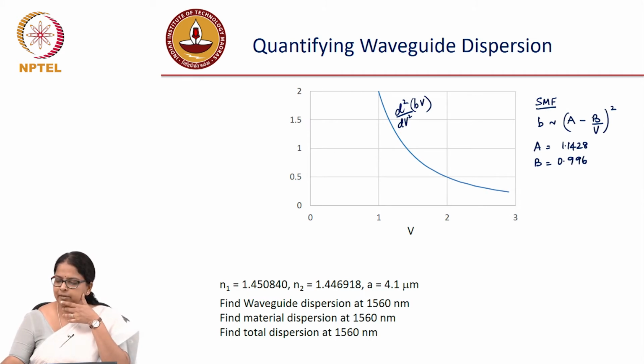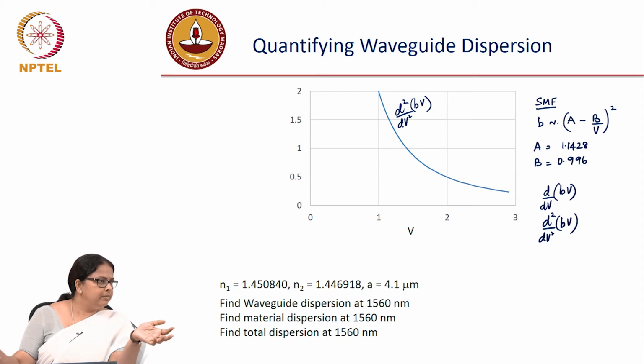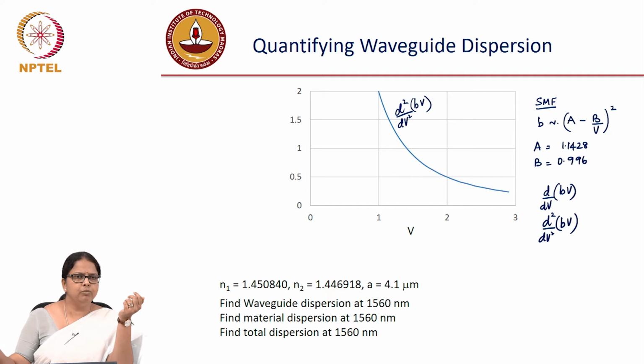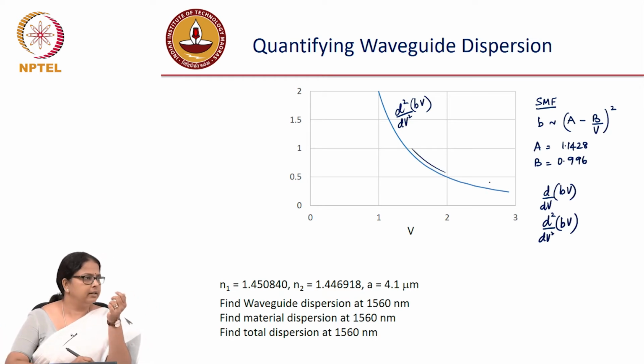because from this relation I can find out what is BV, I can find out what is dB by dV, right. I can find out d by dV of this, and then I can find out d square by dV square of BV, and that is what I have plotted. Okay. So I just calculated this, because I have an analytical relation between B and V. It came out to be something like minus 2B divided by V square or something like that, right. So that is the plot I have done.